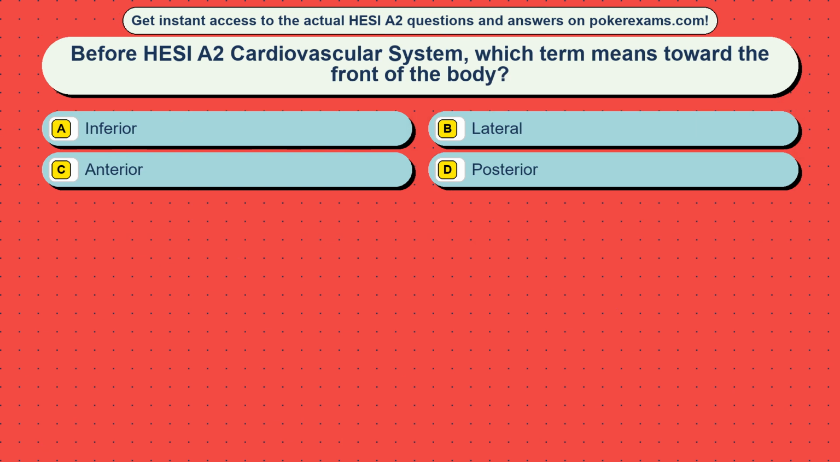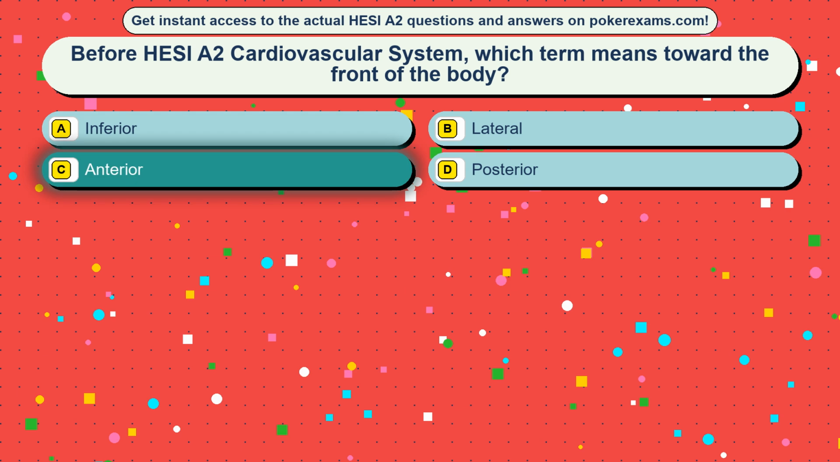Question 15. Before HESI A2 cardiovascular system, which term means toward the front of the body? Option A, inferior. Option B, lateral. Option C, anterior. Option D, posterior. The correct answer is option C, anterior.